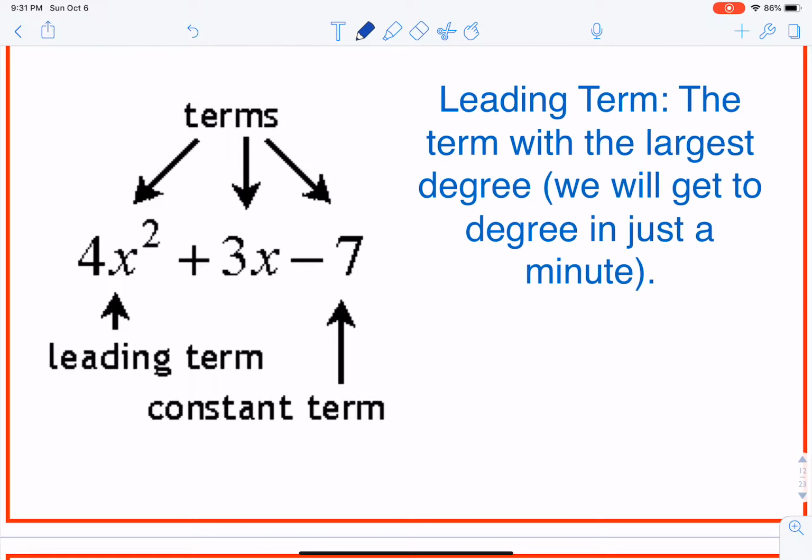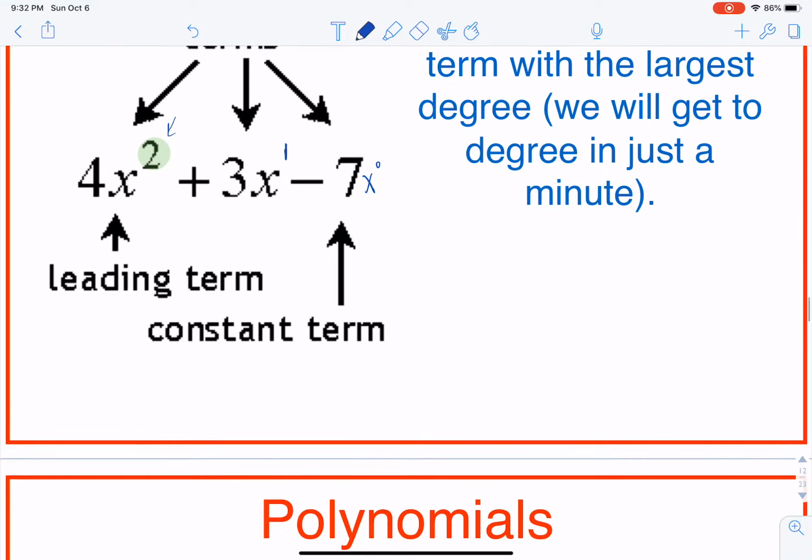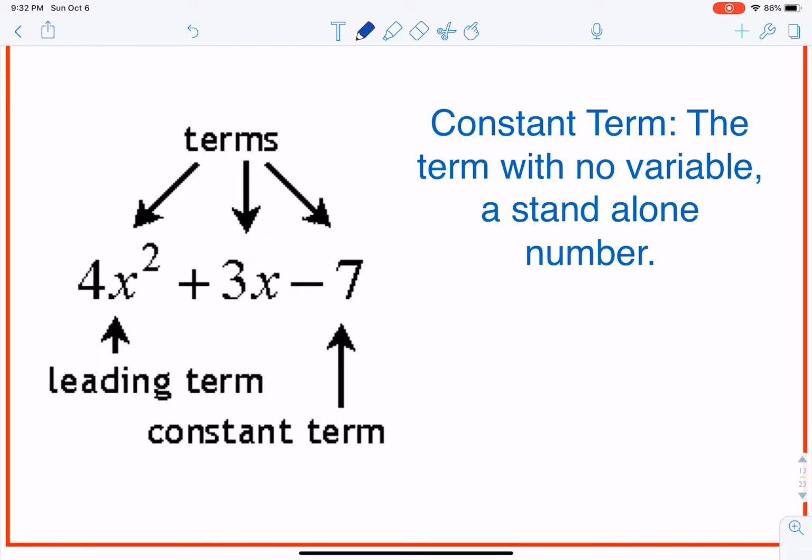The leading term, so sort of another way to describe the leading term, is the term with the largest degree. And when we talk about the degree of the polynomial, we're talking about the largest exponent. So I can see here, this has an exponent of 1, that x value. This is really like x to the 0 power. So whatever the largest exponent is in your polynomial, that is the degree of that polynomial. So constant term, which we already chatted a little bit about, it's the term that has no variable or a standalone number. So no matter what I plug in for x here, this term will always be -7. It will always be constant.